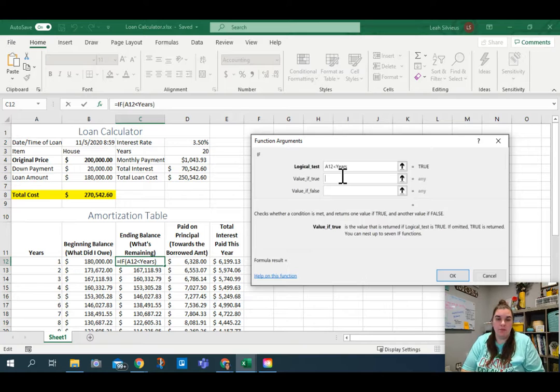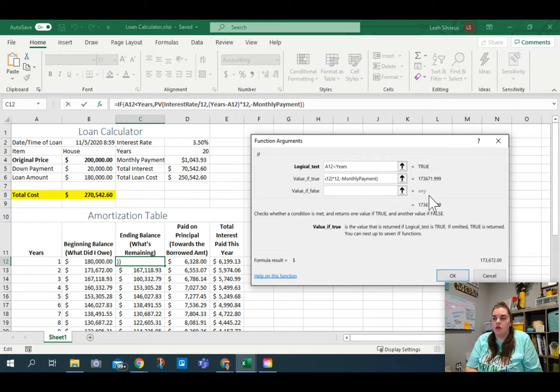It should calculate the ending balance. What was the equation we used to calculate the ending balance? That PV function we just cut. So I'm going to go ahead and paste. I'm going to right click and paste, or go ahead and Control V. All right, so if the number of years is less than how many years I have left to pay the loan, if I'm still paying off the loan, essentially, calculate it.